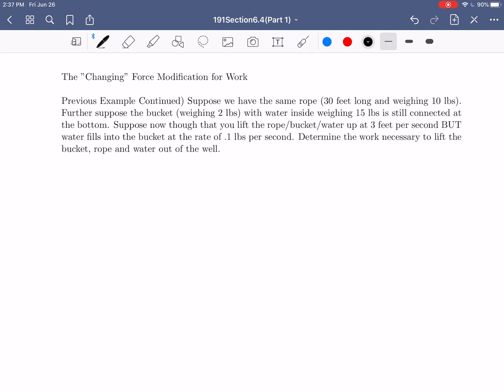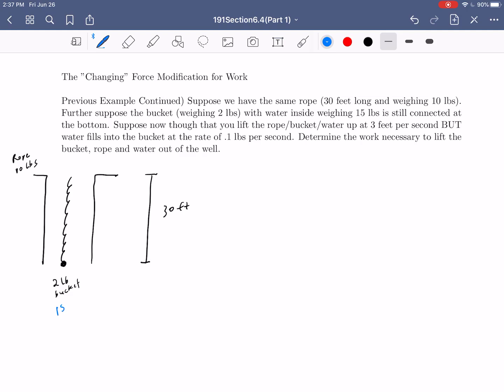So let's go ahead and sort of draw out our diagram again. So there's our well. There's our rope. We know that the rope is 10 pounds overall. We know that the distance of the well is 30 feet. We know that at the bottom, there's a 2 pound bucket. We also know that there's 15 pounds of water, but we have some additional information. We also know that this thing's going up at 3 feet per second, and we know that the weight of the water is increasing at 0.1 pounds per second.